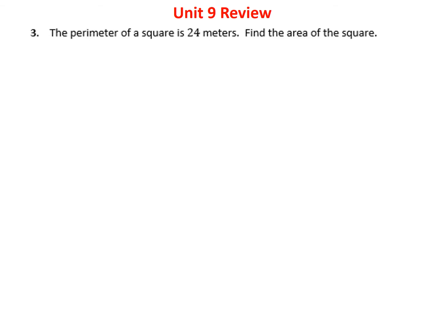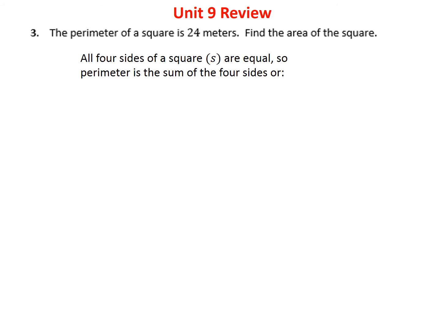In problem 3, they tell us that the perimeter of the square is 24 meters. They want to find the area. Now, this is going to be a two-step problem. We're going to use the perimeter to find out what the side of the square is, and then we're going to use the side of the square to find the area.